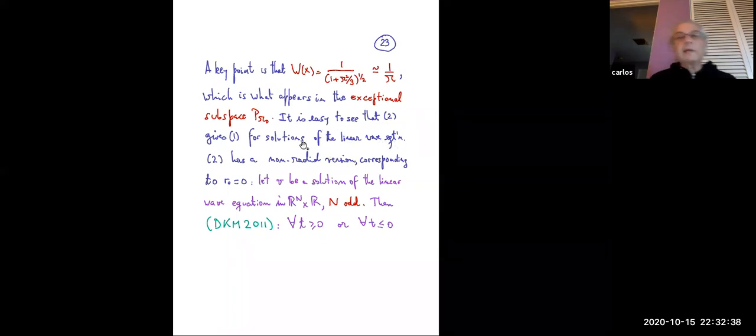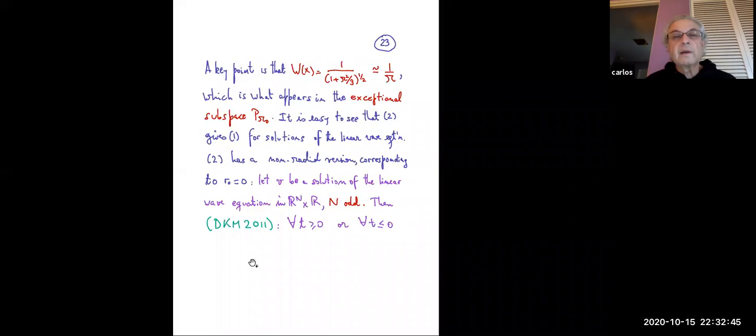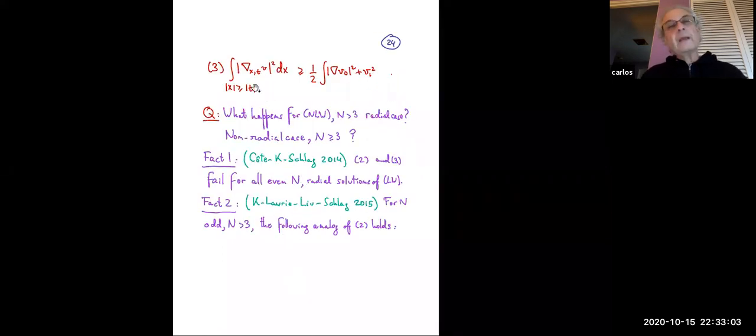But let me continue by saying that this inequality too has an analog which is non-radial. And it holds in Rn cross R for all odd dimensions. We proved that with Duyckaerts and Merle around 2011. And this says that for all t positive or for all t negative, there's always energy outside the light cone. So there's no R in this inequality.